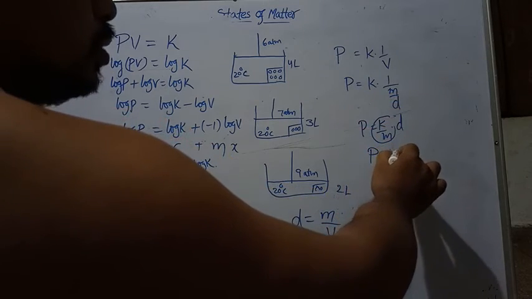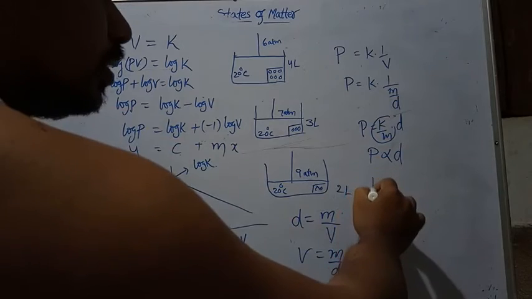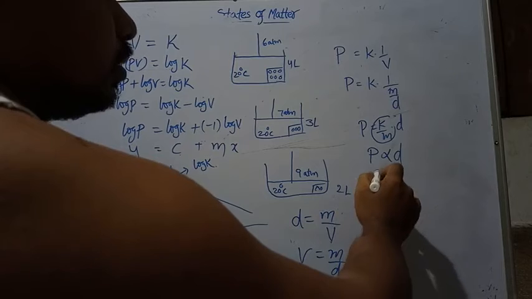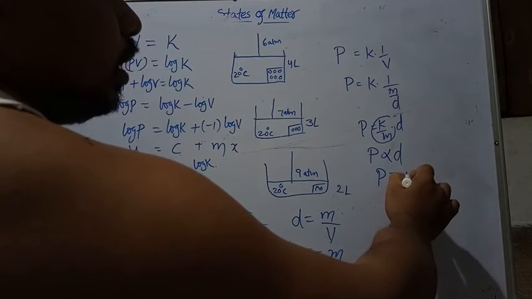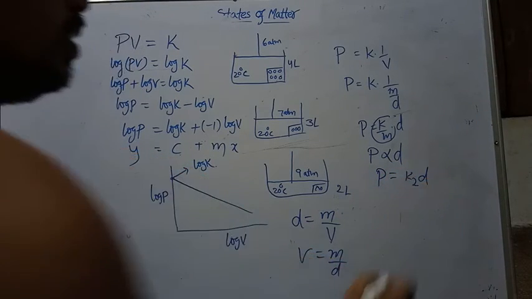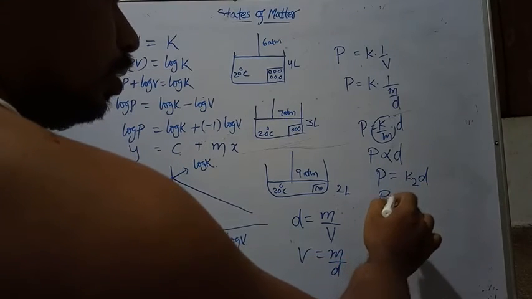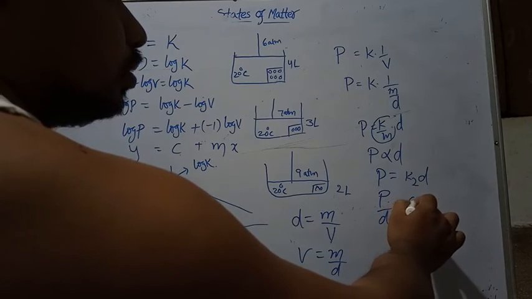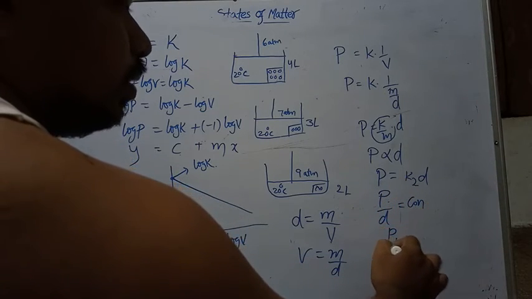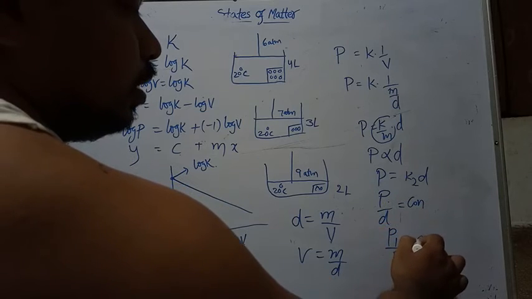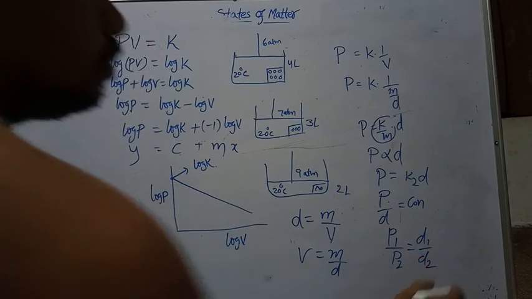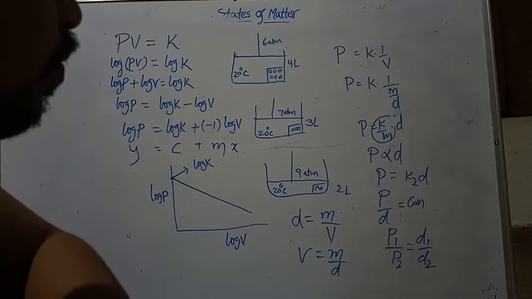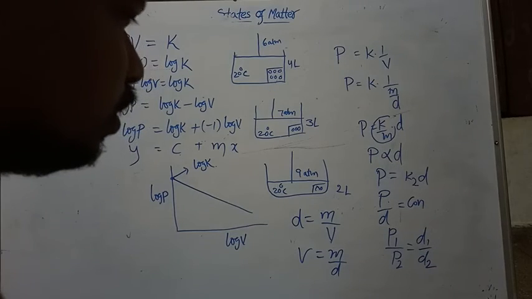This can be written like this: P is equal to somewhat K2 into D. K2 means another constant. So P by D is equal to constant. P1 by P2 is equal to D1 by D2. Okay, this is the formula. P by D is equal to constant.